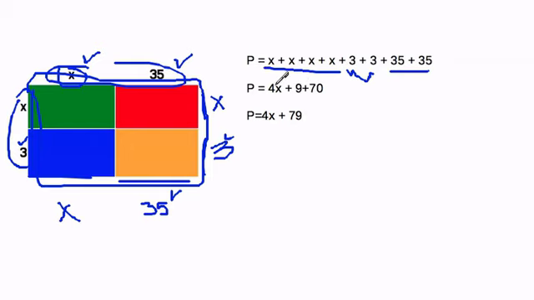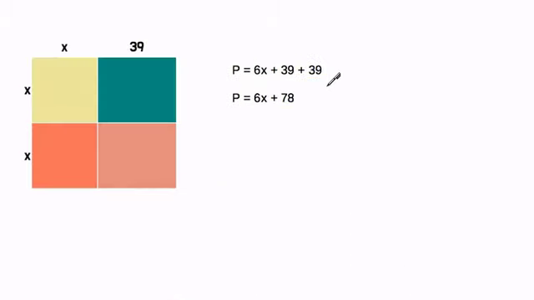Now, how many x's do you have? You got 4 of them. That's going to be 4x. So the answer for the perimeter will be 4x plus 79. That's it. Okay, now let's do this one.